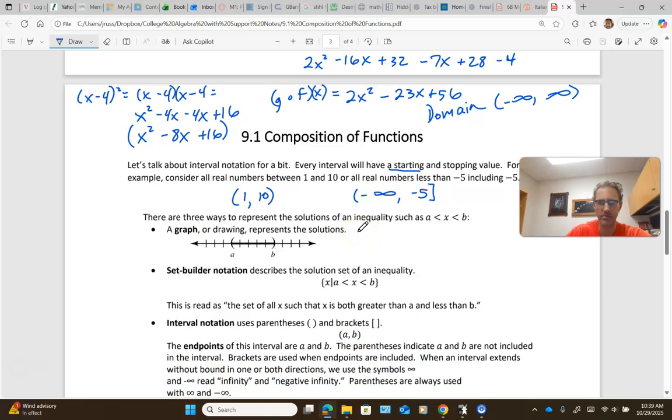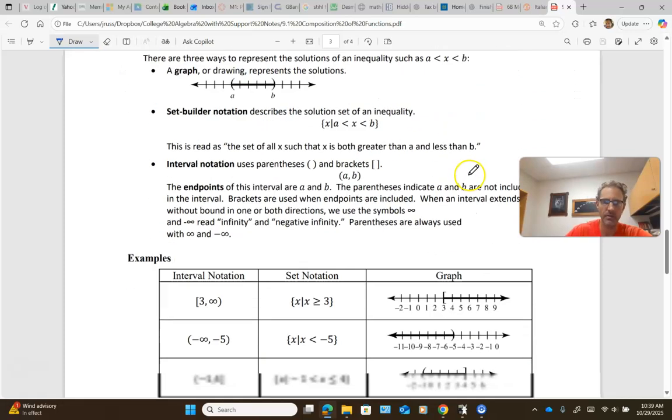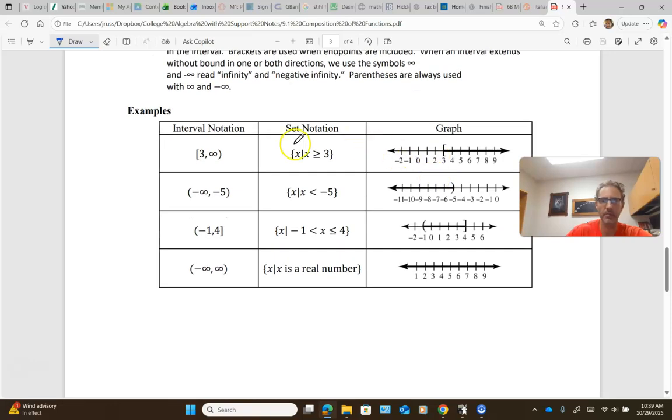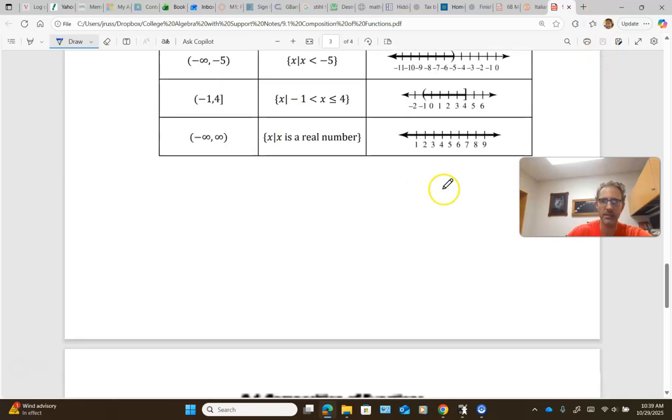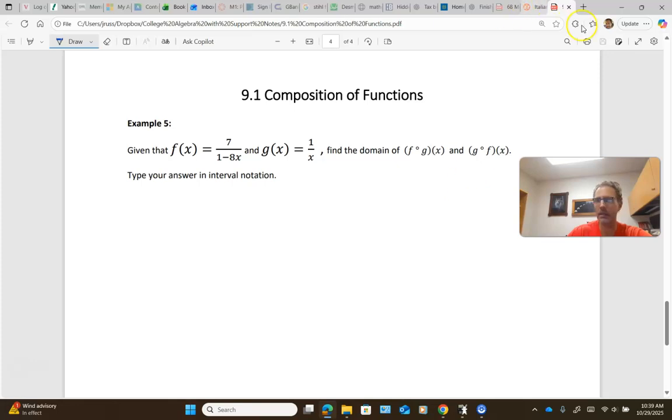I know we've talked about this before, so I'm not going to spend too much time on it, but here are some other examples of 4 different intervals expressed 3 different ways: visually, graphed on a number line, using set builder notation, and also using interval notation. So you can look at these, because for this last one, we're going to have to express the domain in interval notation. Alright, so let's look at this one.